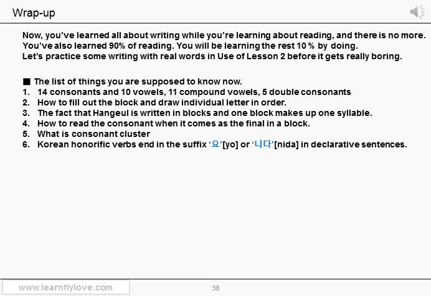14 consonants and 10 vowels, 11 compound vowels, 5 double consonants, how to fill out the block and draw individual letters in order. The fact that Hangul is written in blocks and one block makes up one syllable. How to read a consonant when it comes as the final in the block. What is a consonant cluster? And Korean honorific verbs and adjectives end in the suffix 요 or 니다 in declarative sentences and 요 or 니까 in interrogative sentences.